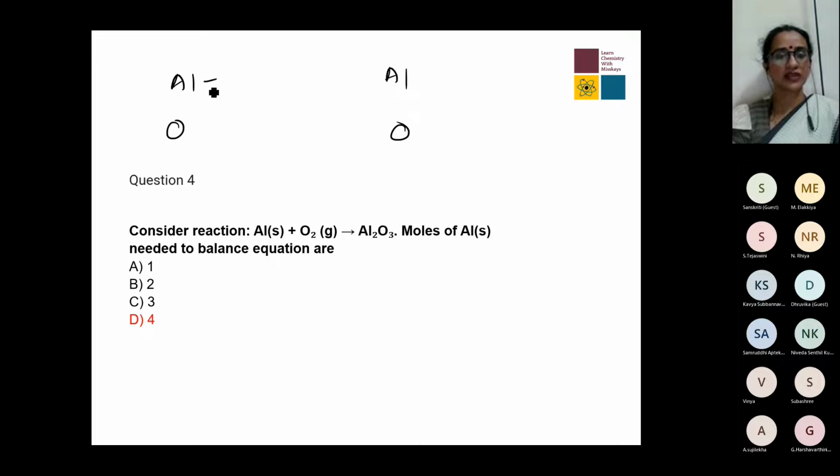Now on the left-hand side, you can see there's only one aluminum and there are 2 oxygen. We're talking in terms of atoms, which is why we represent this as just O and not O2, because O2 is a molecule.